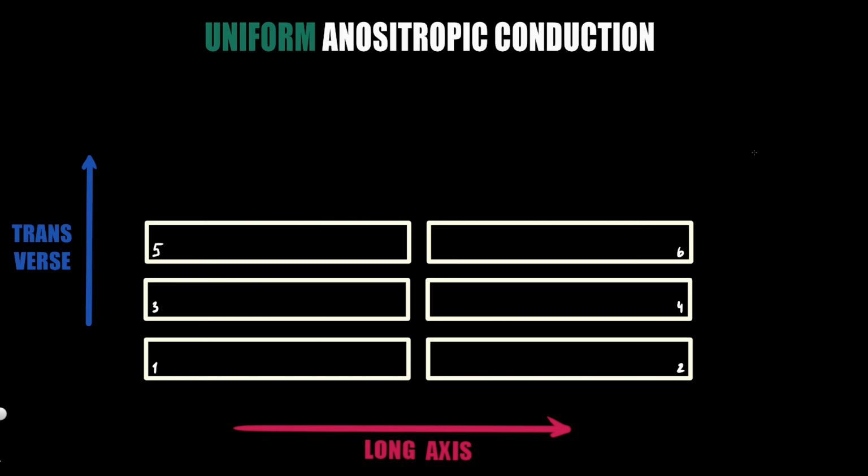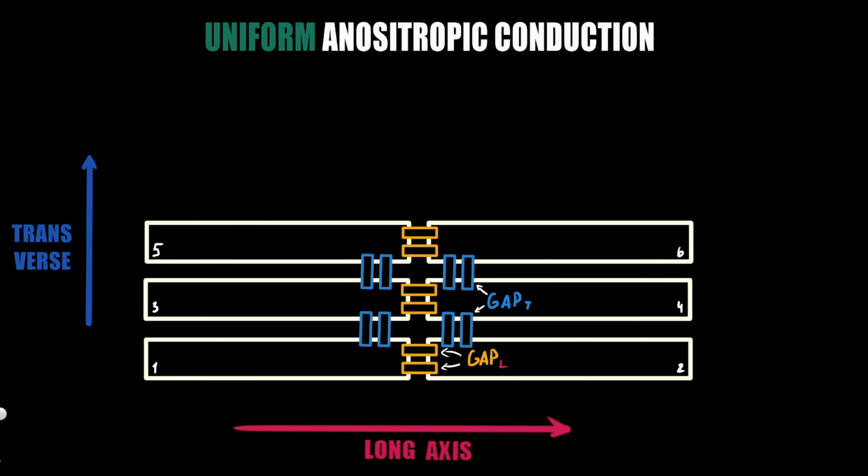Here you see six myocardial cells. It should be noted that the length of the cell is much bigger than the cell's diameter. The ends of the cells are connected by gap junctions in the longitudinal direction. They are orange. Gap junctions in the transversal direction have a blue color. As you see, the impulse propagates from one cell to another only near the ends of the cells.